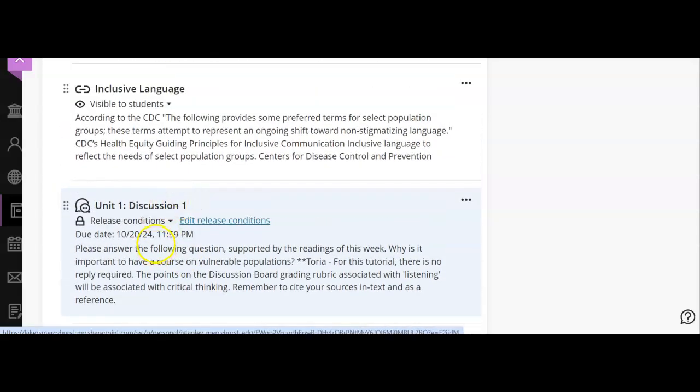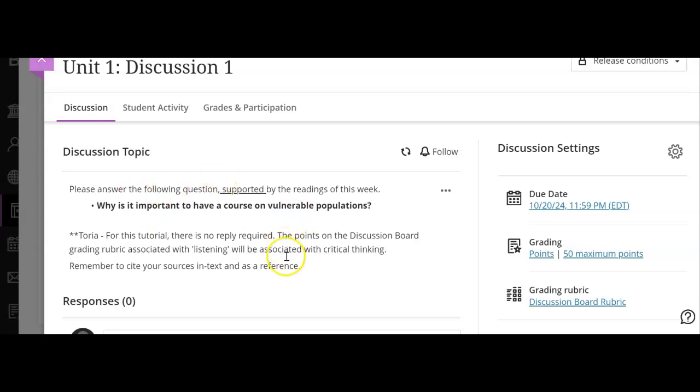And then your final task is your discussion board. So answer the following question, and support that, of course, by citing your sources, the readings of this week. You know what? It's always easier when you click on to actually see what you need to do. Why is it important to have a course on vulnerable populations? Not just what you think, but based on the readings of this week. Why is it important to have a course on vulnerable populations, especially for nurse leaders? Again, there's no reply. Remember to cite your sources, and this is where I just put in the grading rubric.